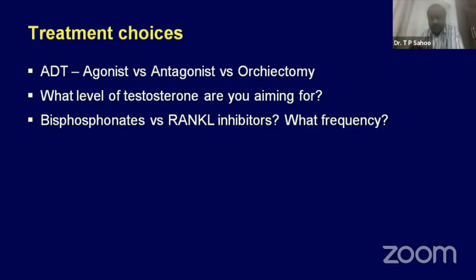But on the survival part, it is now more clear that these bone modifying agents do not contribute to the survival component. The skeletal component, the skeletal event as defined, yes, it is there.